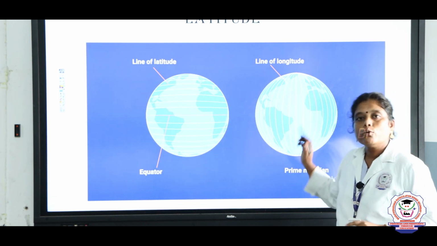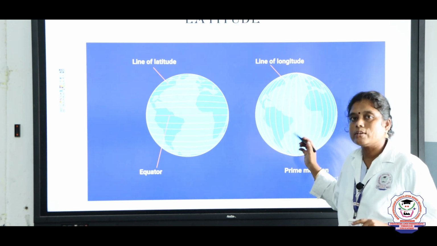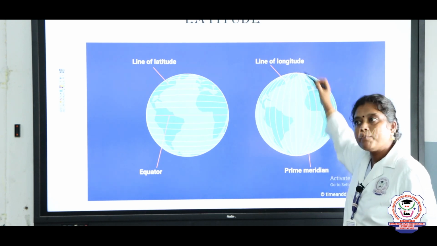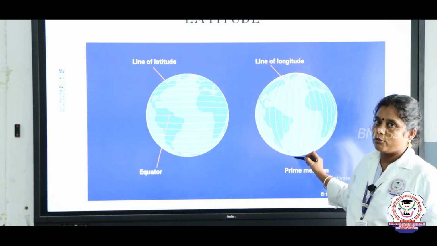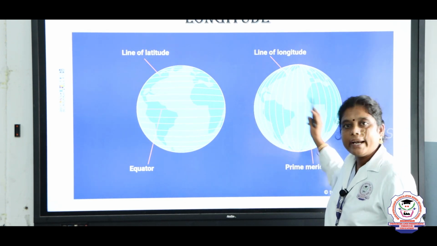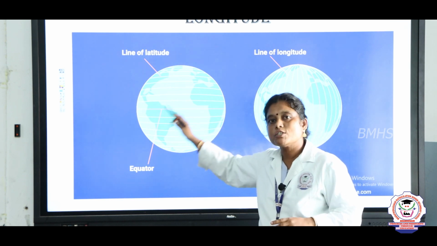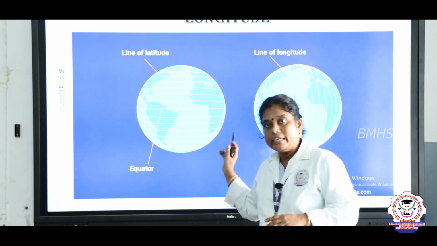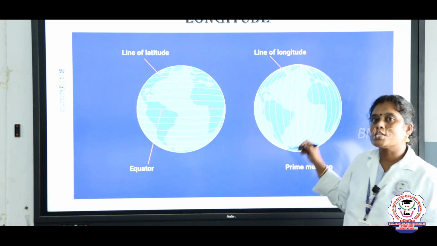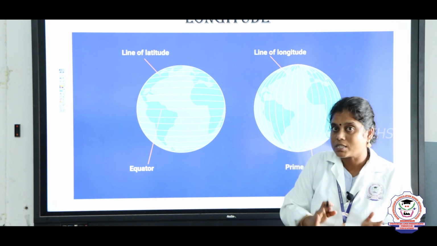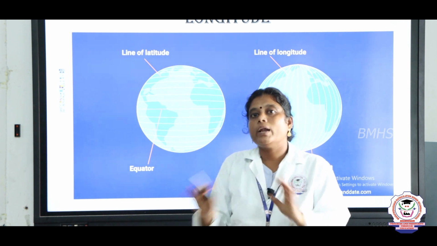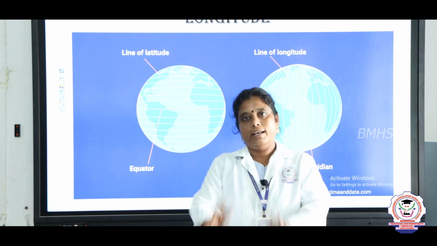At the same time, look at here longitudes. So how is it? Yes, the lines which pass from the north to south. So this is known as longitude. So latitude and longitude. Latitude lines are lines which pass from the west to east, whereas a line passing from the north to south is known as longitudes. So latitudes and longitudes, and also the important thing is that these two lines are called imaginary lines.